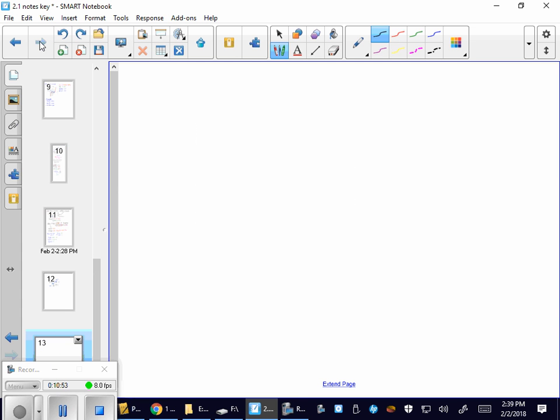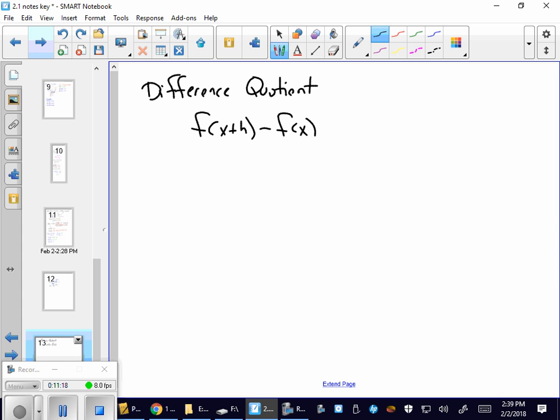Last thing that we have to talk about is this thing which is called the difference quotient. Math people are not extremely creative when they call things names because they pretty much just label them what they are. It is called the difference quotient, difference meaning subtraction, quotient meaning division. So literally the difference quotient is this. It is f of x plus h minus f of x over h.